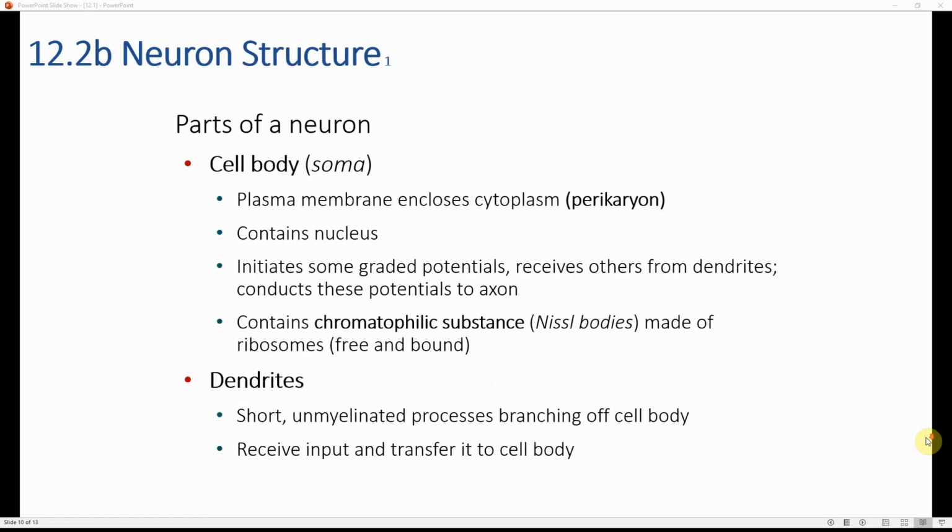When we look at a specific neuron, we've got our cell body, the big fried egg-looking shape, and the cell body, also called the soma, encloses the cytoplasm, called the perikaryon, and that contains the nucleus. Sometimes there'll be little dark staining areas that we call Nissl bodies in there. And then surrounding the soma, we're going to have a lot of dendrites. These are short, unmyelinated processes that come off of the cell body, and they're the receptive area of the cell.